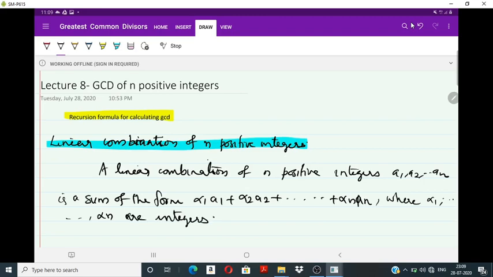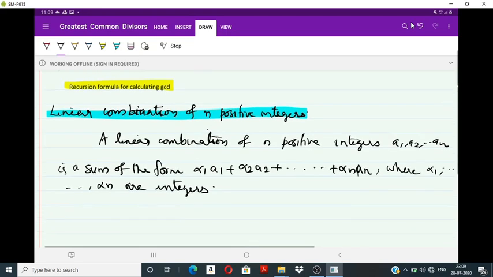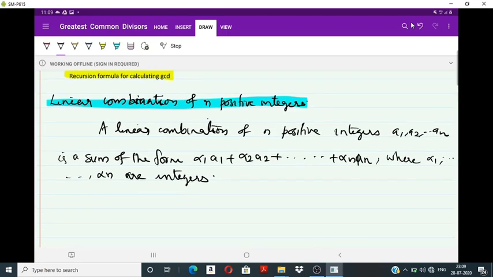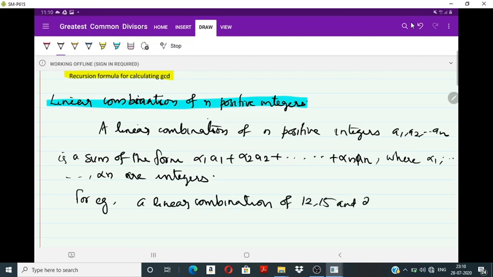Okay, so this is the definition of linear combination of positive integers a1, a2, etc. an. Okay, for example, a linear combination of 12, 15, and 21 is minus 1 into 12 plus 1 into 15 plus 0 into 21.